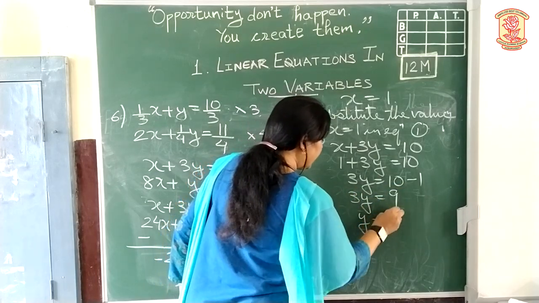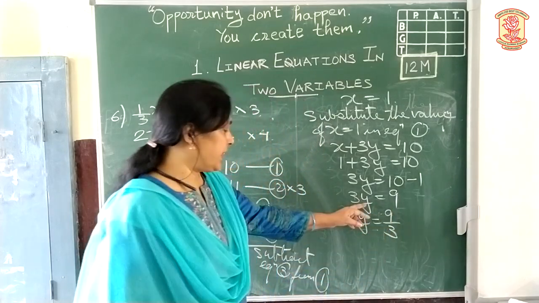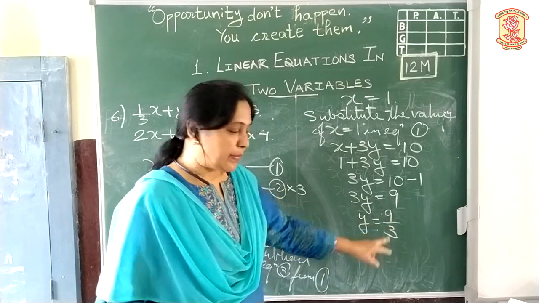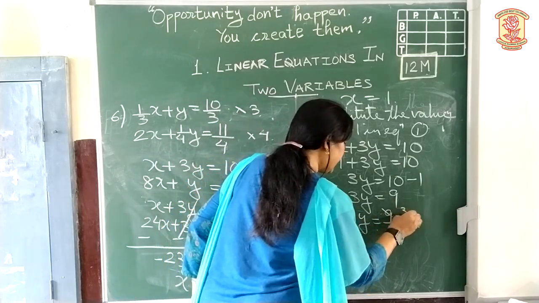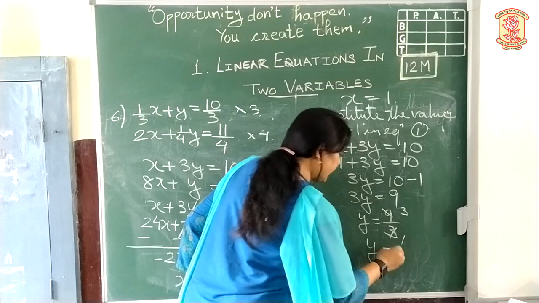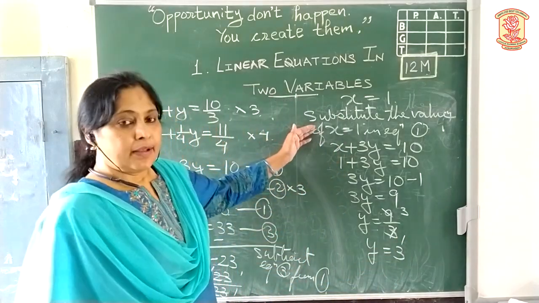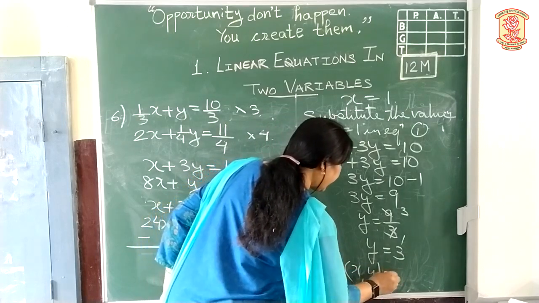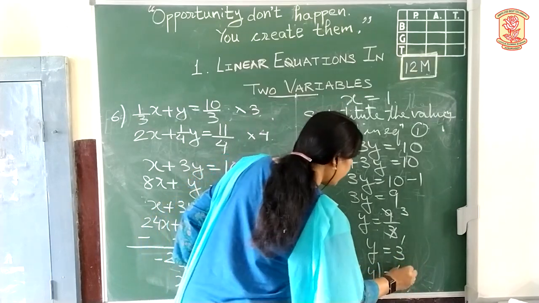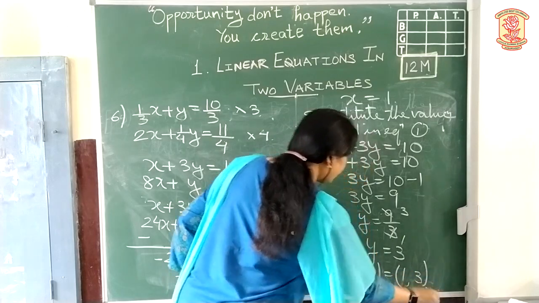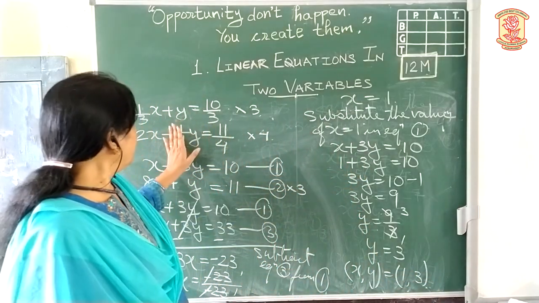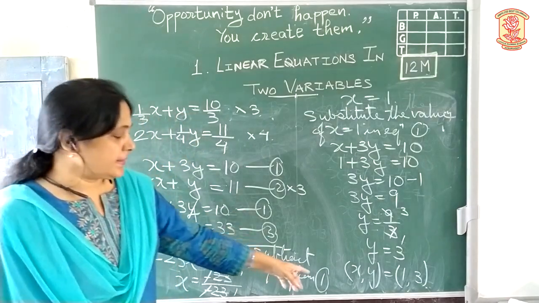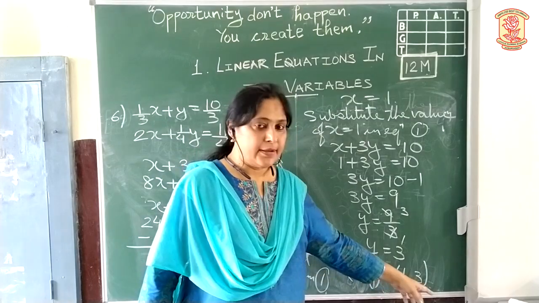So y will be 9 upon 3. y is multiplied by 3. When 3 goes on the right side, it will be 9 divided by 3. 3 ones are 3, 3 threes are 9. So the value of y is 3. So the solution for the given equations is x, y. What is the value of x? 1, and that of y is 3. So this is the solution for the equations. That is the problem number 6. The answer is x, y is 1, 3.